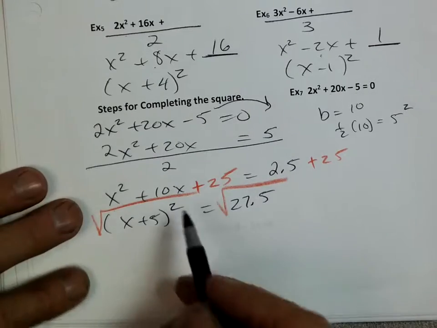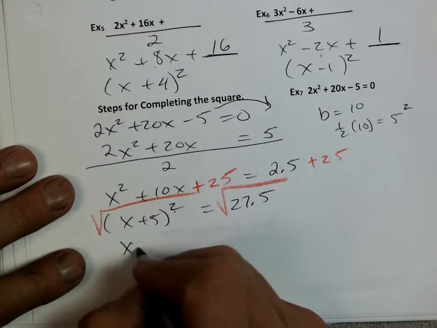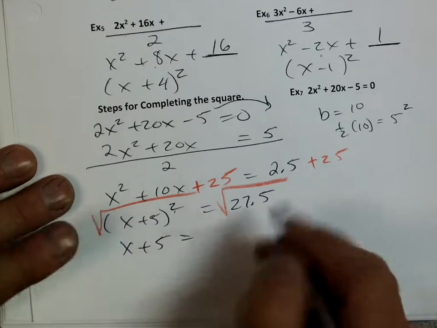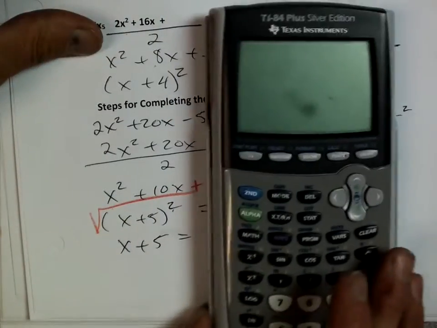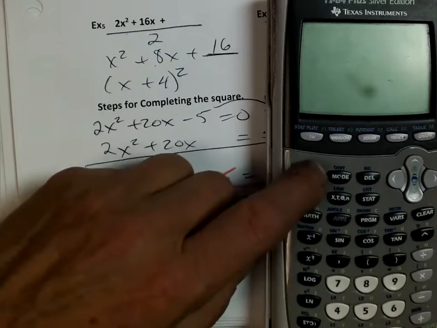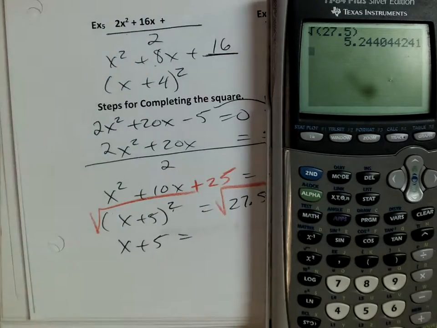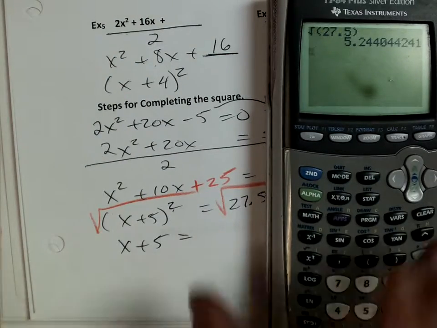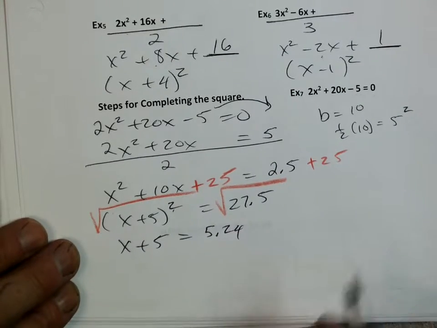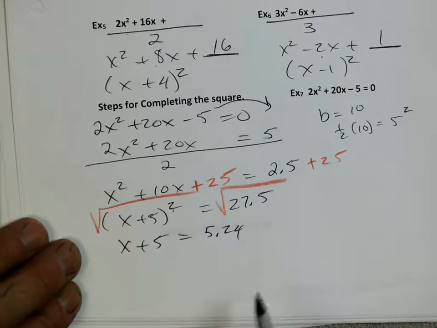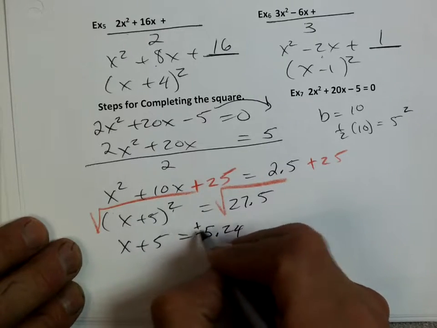I'll get rid of the square with the square root, so I'll have x plus 5 equals the square root of 27.5. I don't know that, that's what my calculator is made for. What is the square root of 27.5? There it is, about 5.24. But wait, there's two answers, so plus or minus.